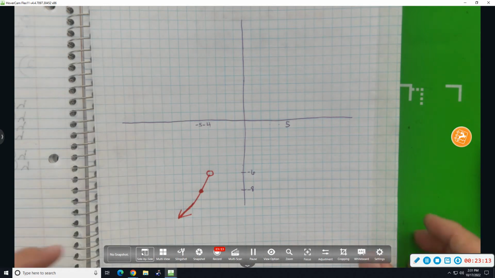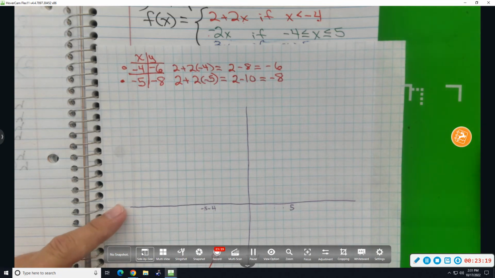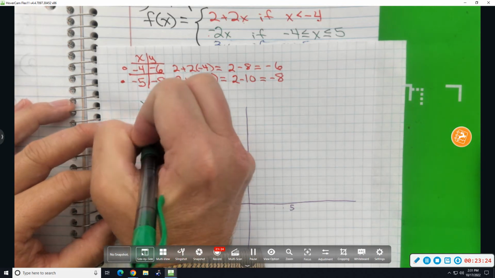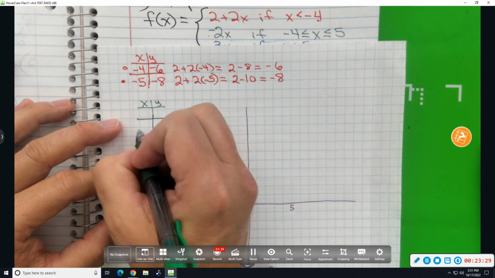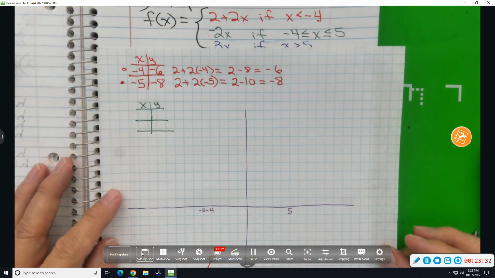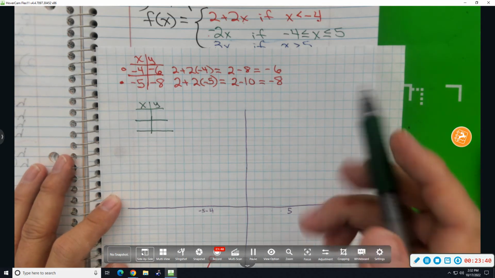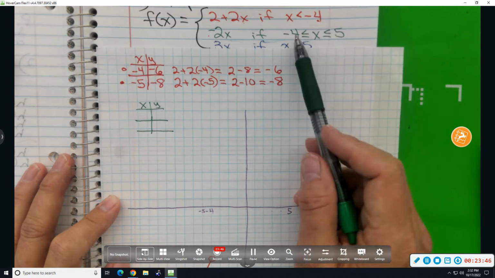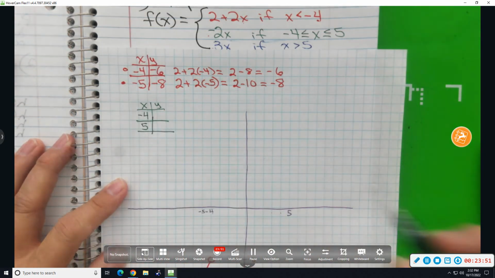Now the second piece. We've got to make a table for the green piece. I like this green piece right here. X, Y. I like this because there's really no choice. I know which numbers I must plug in for X. Any cut point that appears in the inequality has to be plugged in. So we're going to plug in a -4, and we're going to plug in a +5.